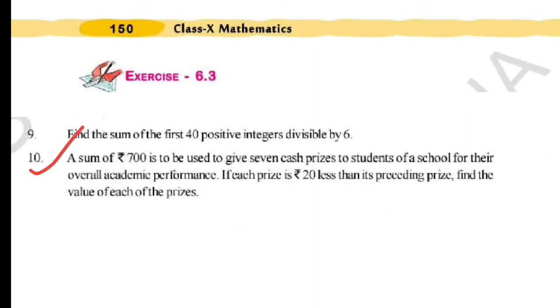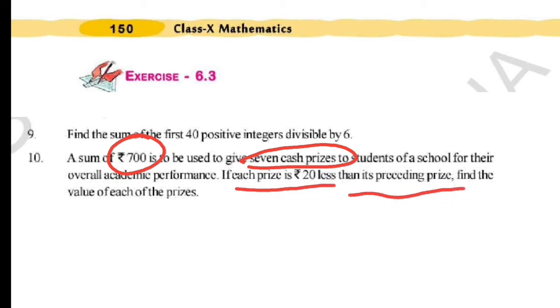10th question. A sum of 700 rupees is to be used to give 7 cash prizes to students of a school for their overall academic performance. Each prize is 20 rupees less than its preceding prize. Preceding means previous. Find the value of each of the prizes.